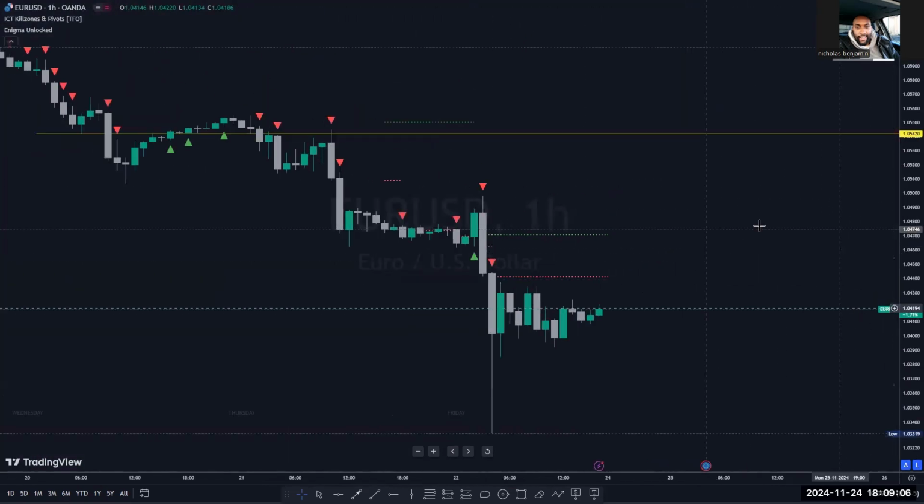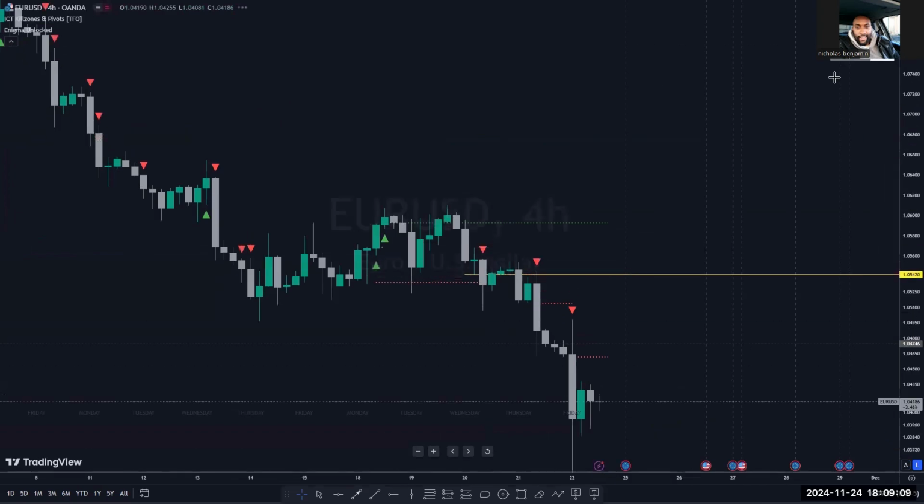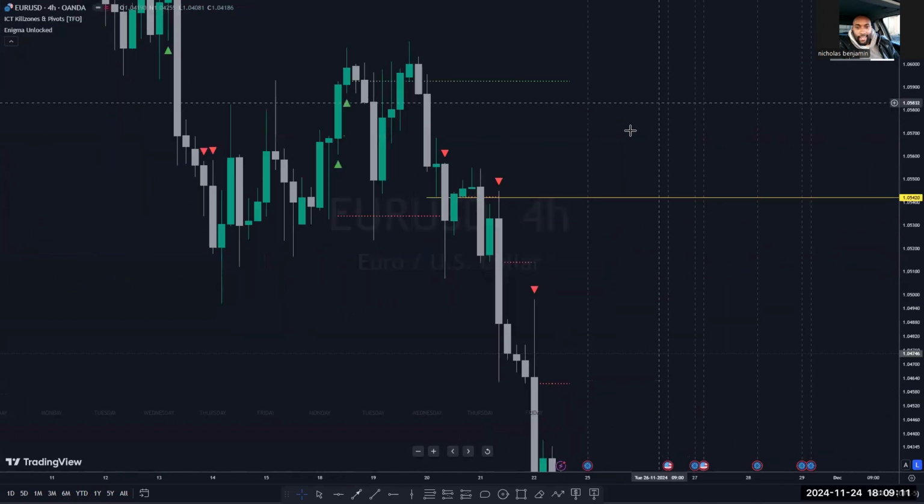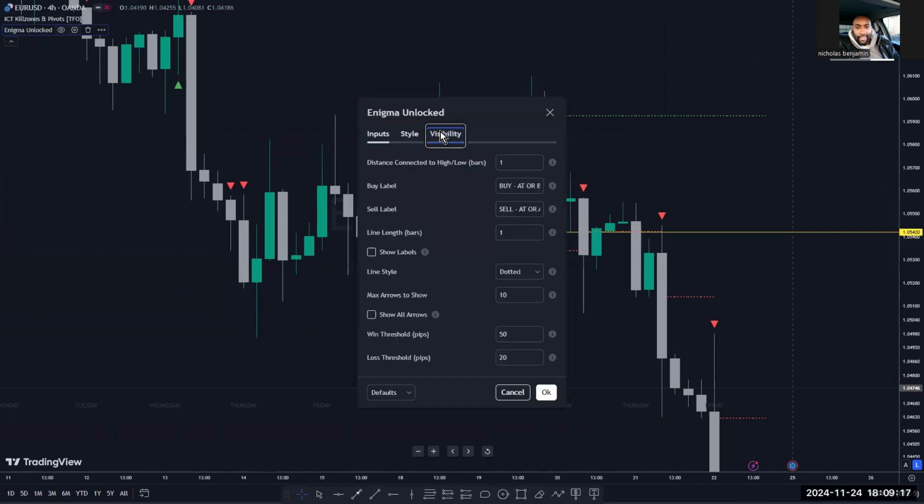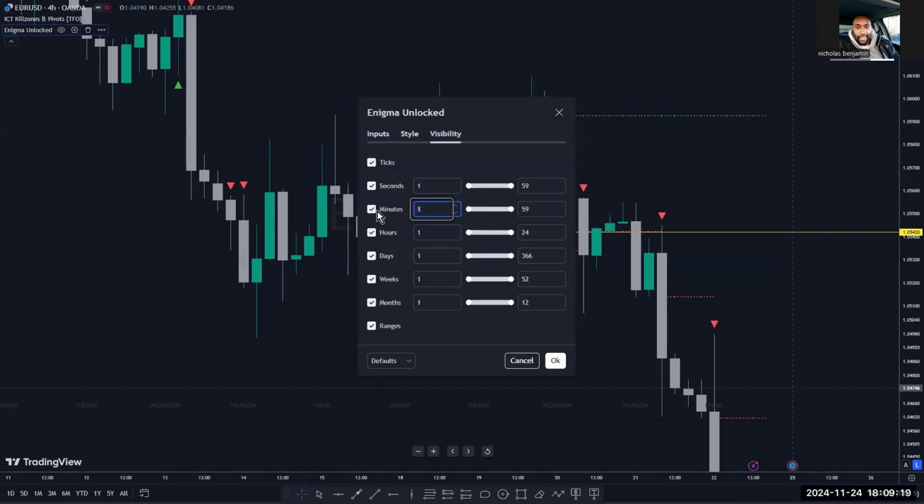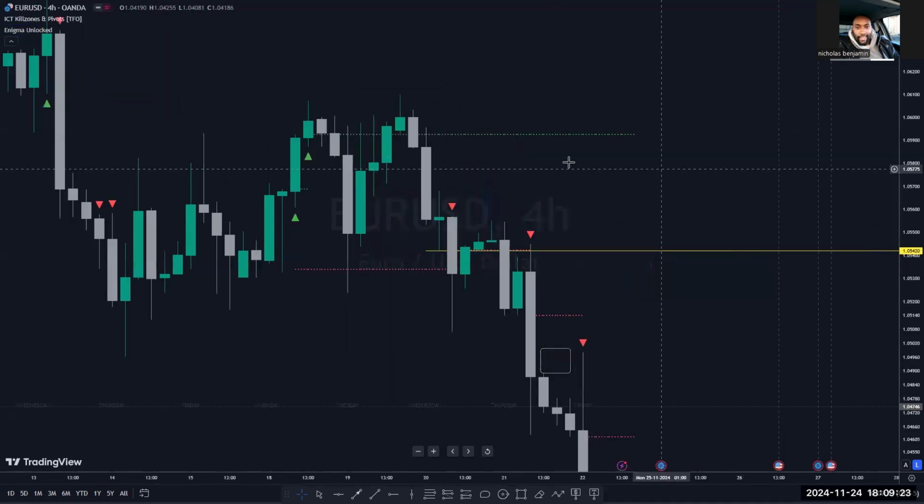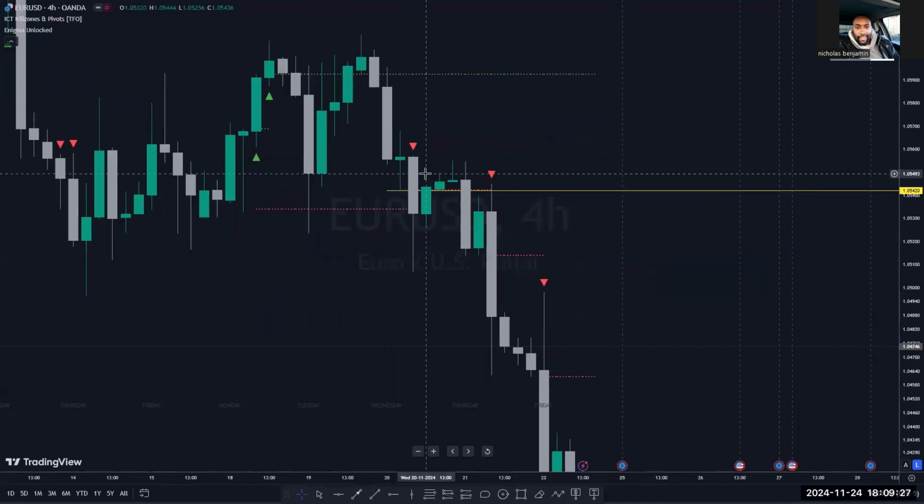So that's not really important, but I'm just presenting you the indicators. I'm trying to cover as much as possible. So I would advise to go in the settings and the visibility, and set this to at least the 30 minutes and above, so that you can get only the probability.